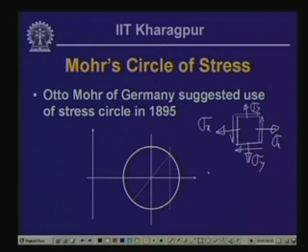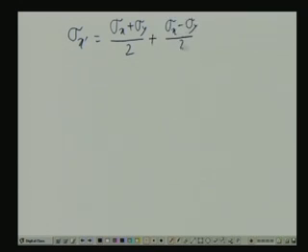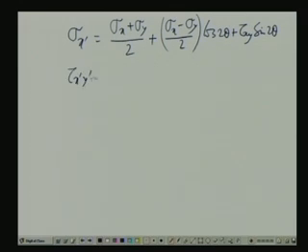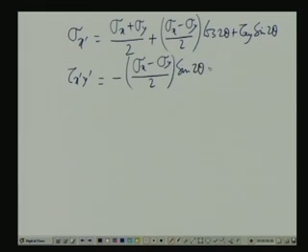Now, we can represent this stress system in terms of the circle. Let us look into the expression for the normal stress and the shearing stress. Sigma x dashed equals sigma x plus sigma y by 2 plus sigma x minus sigma y by 2 cos 2 theta plus tau x y sin 2 theta, and tau x dashed y dashed equals minus sigma x minus sigma y by 2 sin 2 theta plus tau x y cos 2 theta.